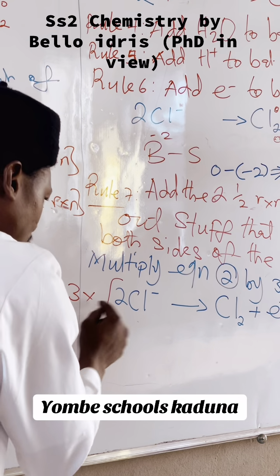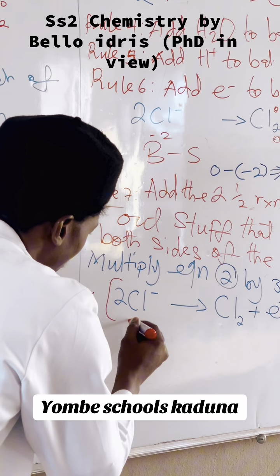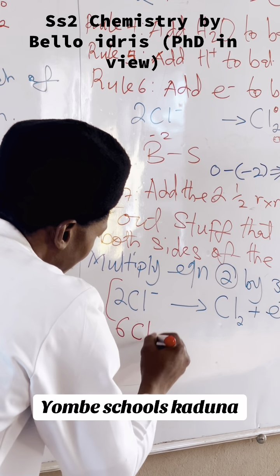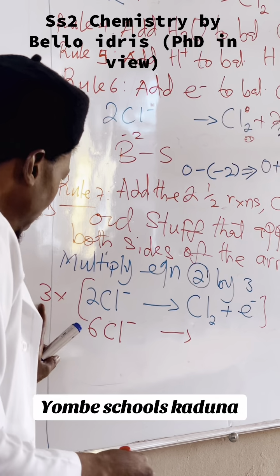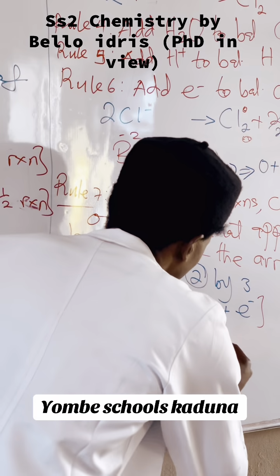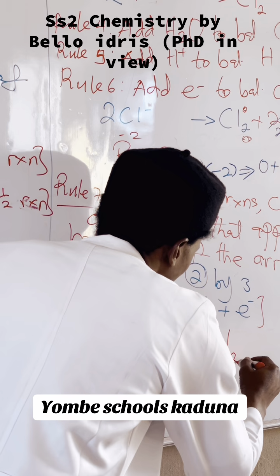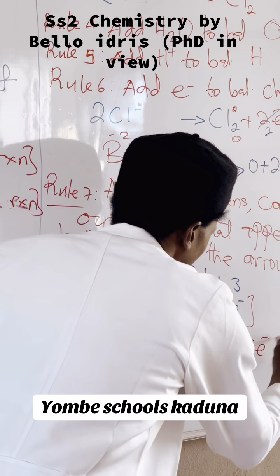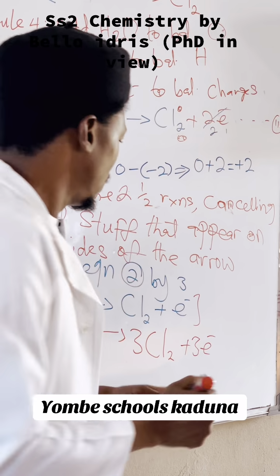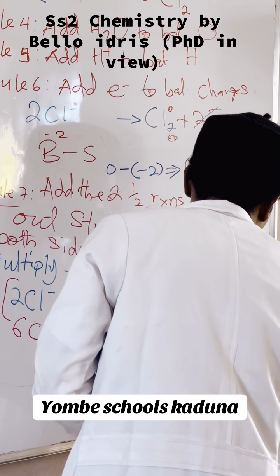Okay? So 2 times 3 is now what? 6. It is now 6Cl minus. You give your arrow. Are we together? Yes. 3 times Cl2, we have 3Cl2, and 3 times 1 electron, plus 3 electrons. Are we together? Yes.